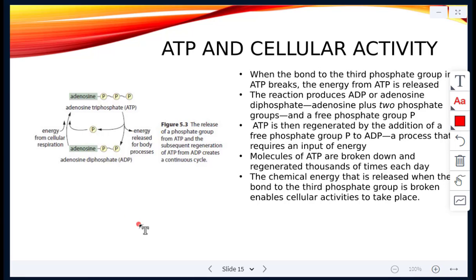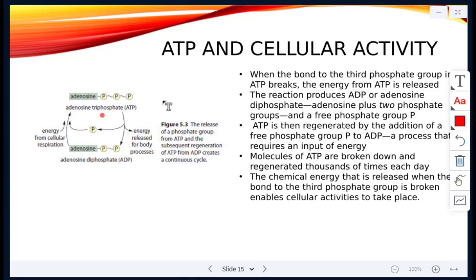ATP will then get regenerated by the addition of that free phosphate group P to the ADP to form ATP again. And that does require an input of energy. Molecules of ATP get broken down and regenerated thousands of times each day. The chemical energy that's released when the bond to that 3rd phosphate group is broken enables the cellular activities to take place.